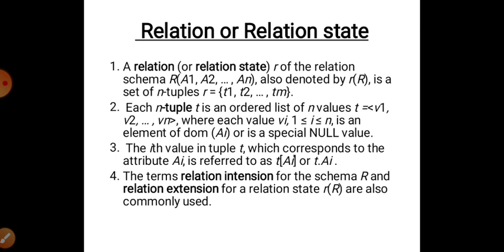The ith value in tuple T, which corresponds to the attribute A of i, is referred to as T[A of i] or T dot A of i. Point number 4. The terms relation intension for the schema R and relation extension for relation state r of R are also commonly used. So students, relation intension here means the schema, the blank format of the table, whereas relation extension means the actual table filled with a number of records at that moment.